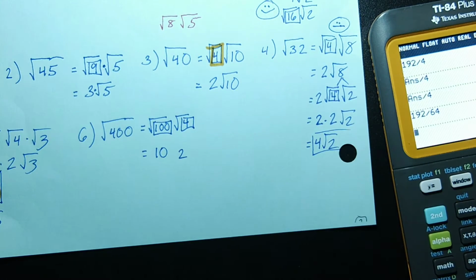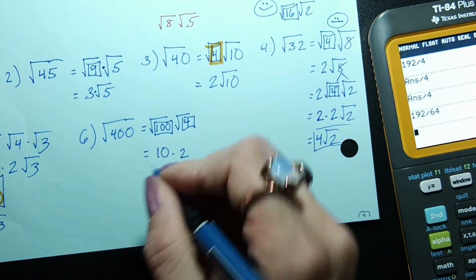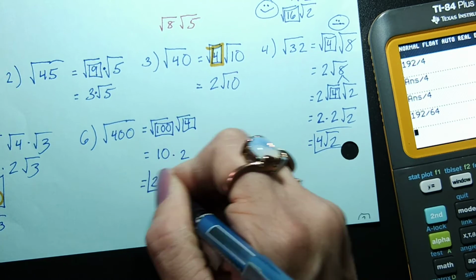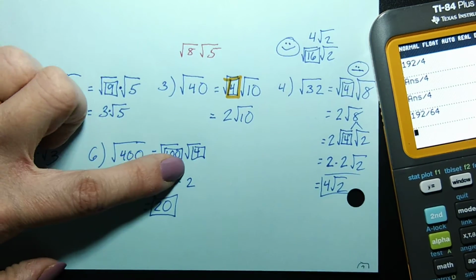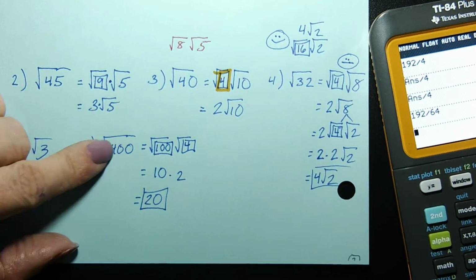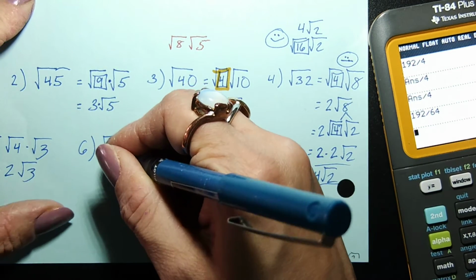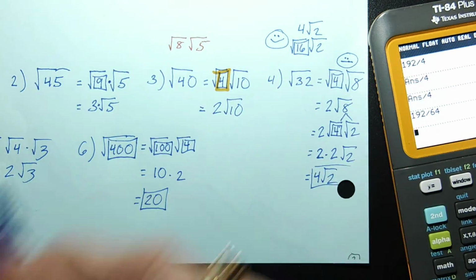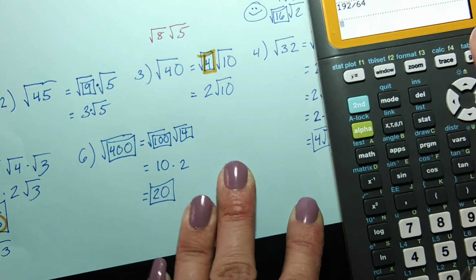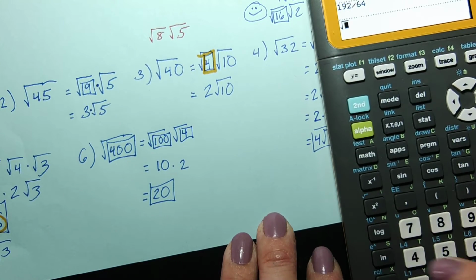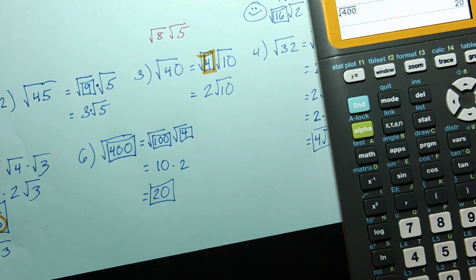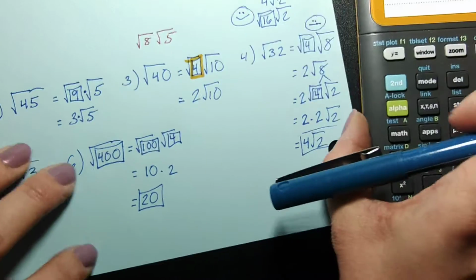What operation is going on between those two? Multiplication, so 20. So if my factors were both perfect squares, what does that tell me about 400? It is a perfect square. So I actually could have done square root of 400, using the square root button on my calculator, and I could have gotten 20 that way. So if the number itself is a perfect square, you can just use your square root.